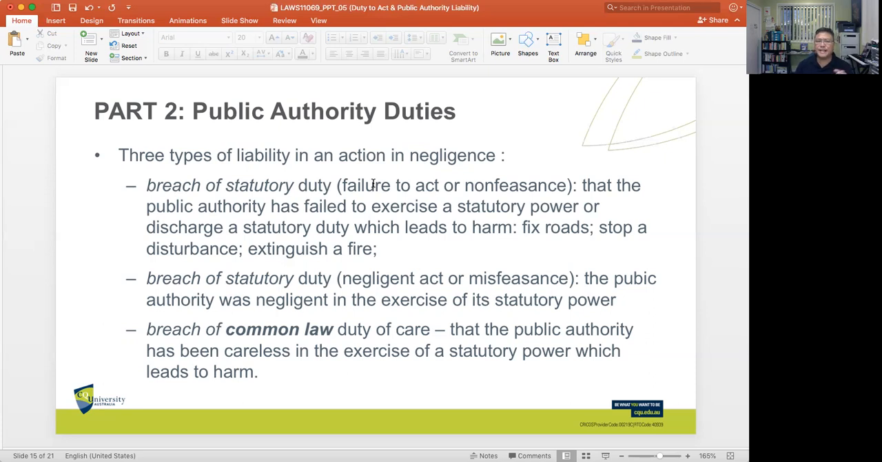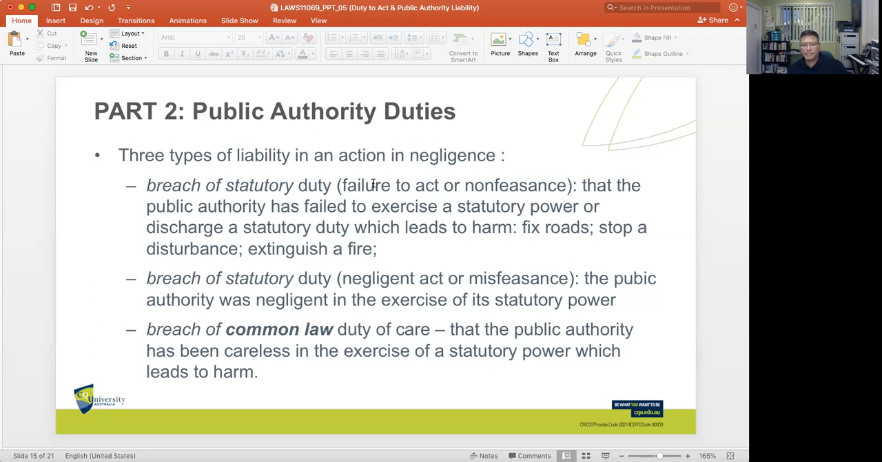The third one is that, as we said, there are common law duties that are imposed on certain statutory bodies because they have certain powers that need to be fulfilled. And that is that when a statutory body undertakes its duties or functions, it must make sure that it does so with an understanding that it has a duty of care. So that when the public authority is careless in the exercise of its statutory powers or careless in the exercise of its statutory duties and it leads to harm, there would be liability as well.